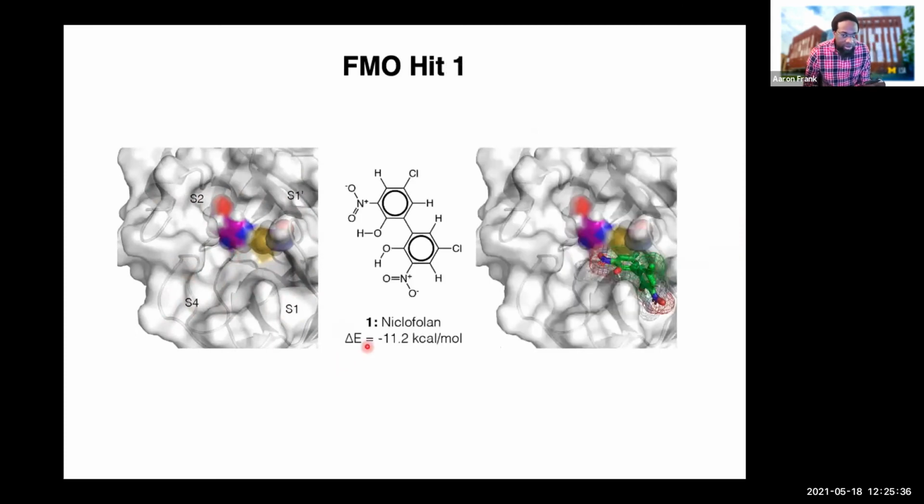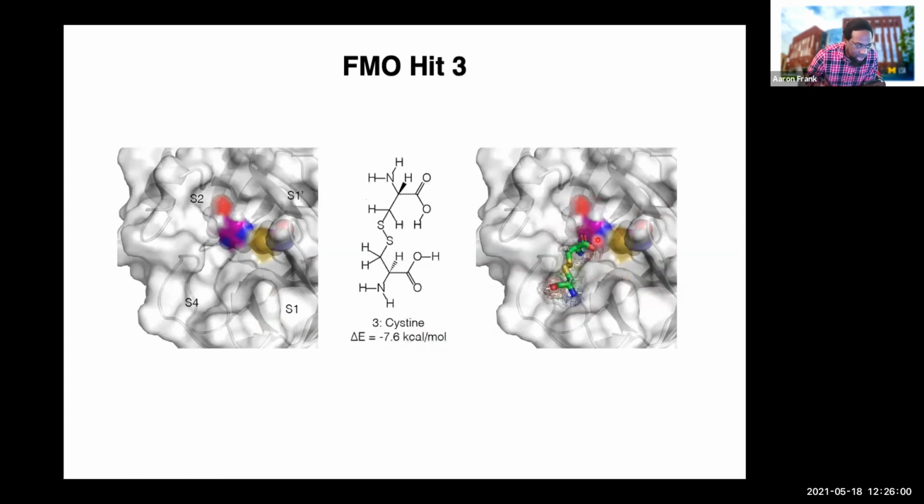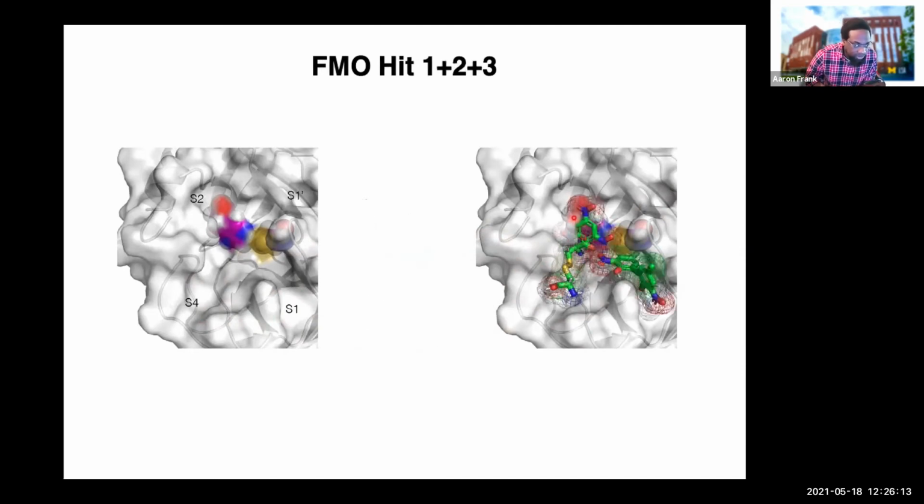The first molecule that we found is shown here. This is molecule 1, niclofolan. It has a binding energy of about negative 11.2 kilocalories per mole, and it binds in the S1 region here. I'll talk a little more about why this molecule is interesting. Next one is trinitrophenol, which binds in the region near S2. And then we have cysteine, which binds in S4, shown here. So these are all molecules that we expect to bind tightly to this Mpro. If you show them all together, this is the region that they occupy. Collectively, they occupy S1, S2, and S4.